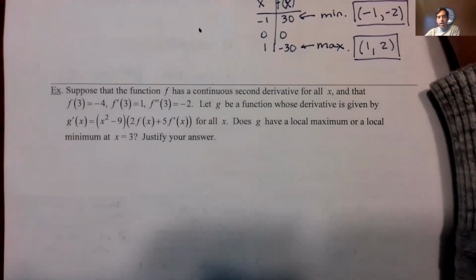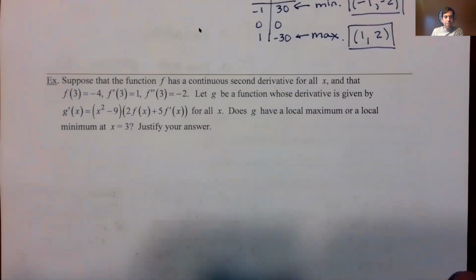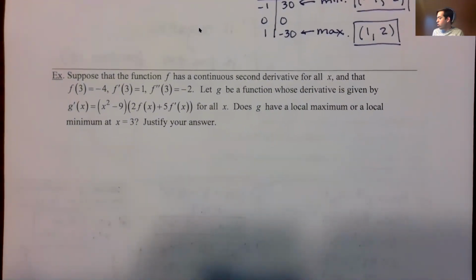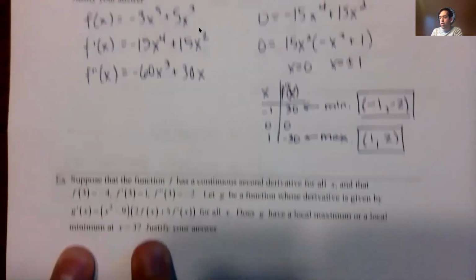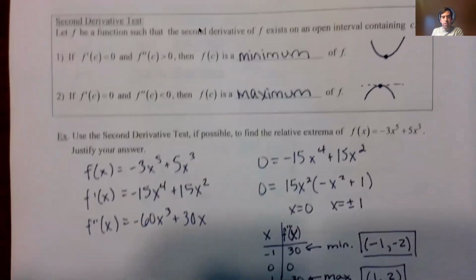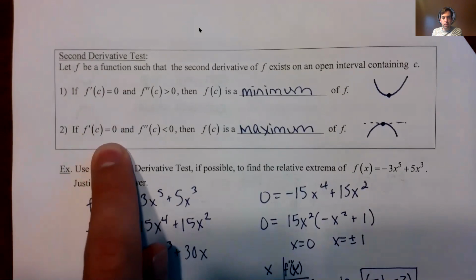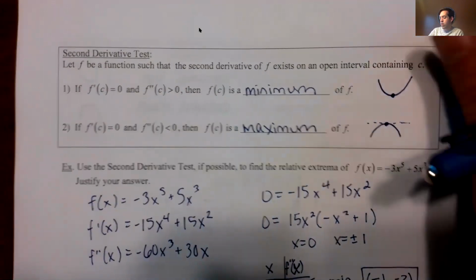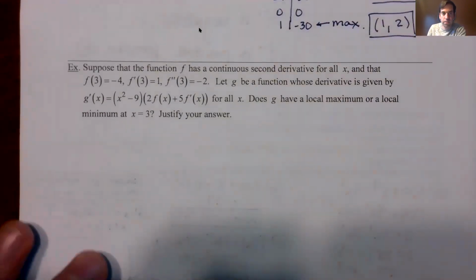Let's keep going. Suppose that the function f has a continuous second derivative for all x, and all of these things are true. There's a g function as well, and its derivative is given by this function given for all x. Does g have a local max or a local min at x equals 3? So let's think about this second derivative test. We want to know if we have a first derivative equal to 0 and if our second derivative is positive or negative. So let's check all of those things here.